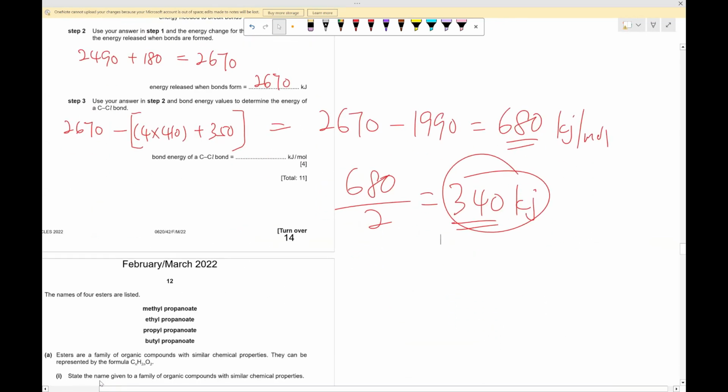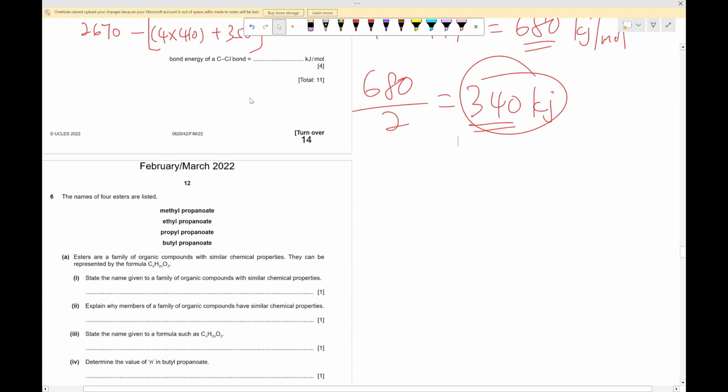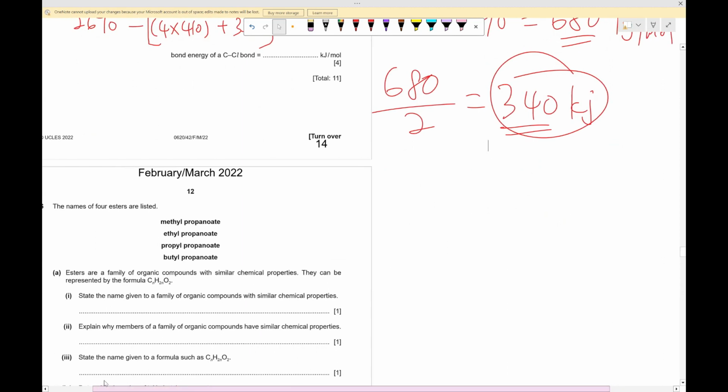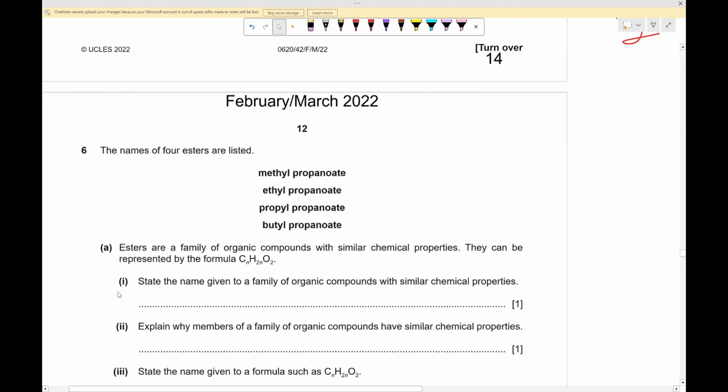Simple calculation only. So next, we go to question number 6. For February/March 2022, they actually have 2 questions from organic chemistry. Every season they have at least 1 to 2 questions. Therefore, organic chemistry carries a huge weightage. The weightage is very high: 2 out of 6 questions is about 30%.